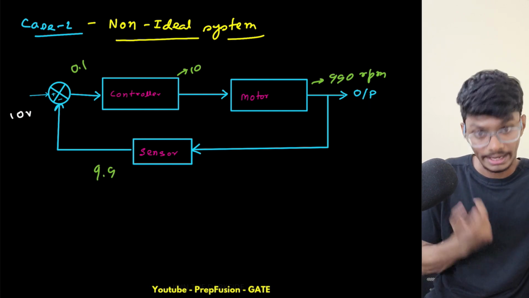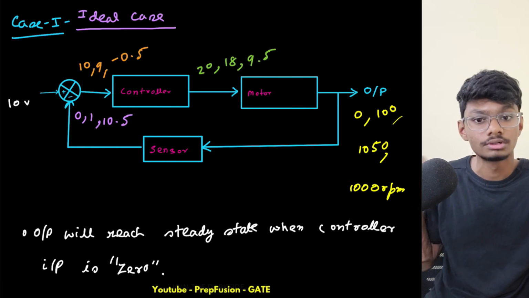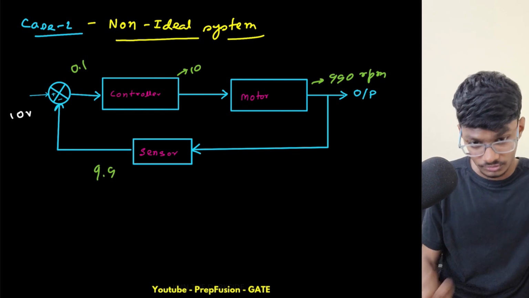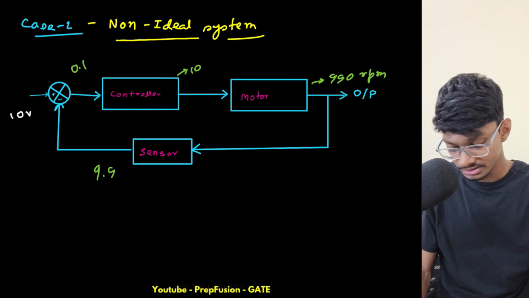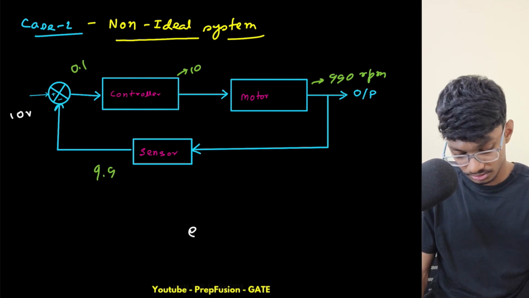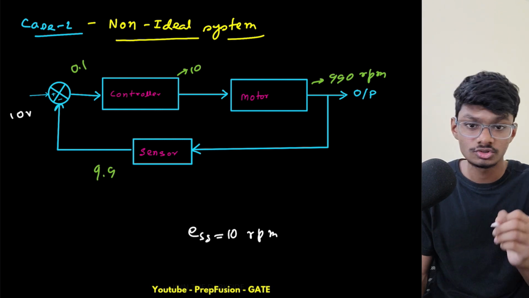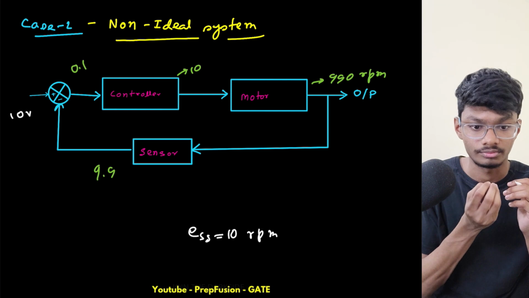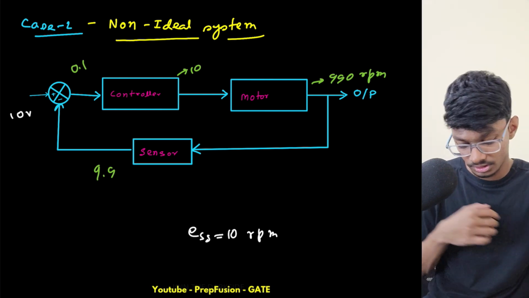So actually I'm getting 990 rpm, but I should have got 1000 rpm. So this is basically the steady state error. What is the steady state error here? The steady state error is 10 rpm, because I should have gotten 1000 rpm, but I am getting only 990 rpm. I'll write the definition in the next few slides.